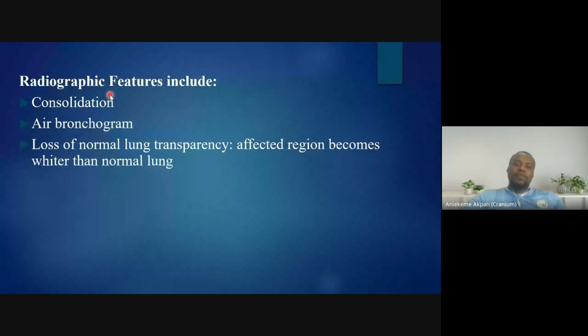So what will be the radiographic feature of pneumonia? You have consolidation, you have air bronchogram, you have loss of normal lung transparency, or you can say lucency, in the affected region. So the affected region will become whiter than it should, not dark like the rest of the lungs.